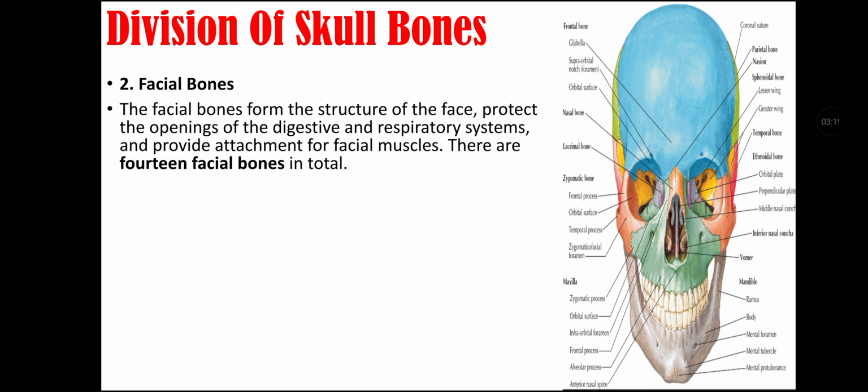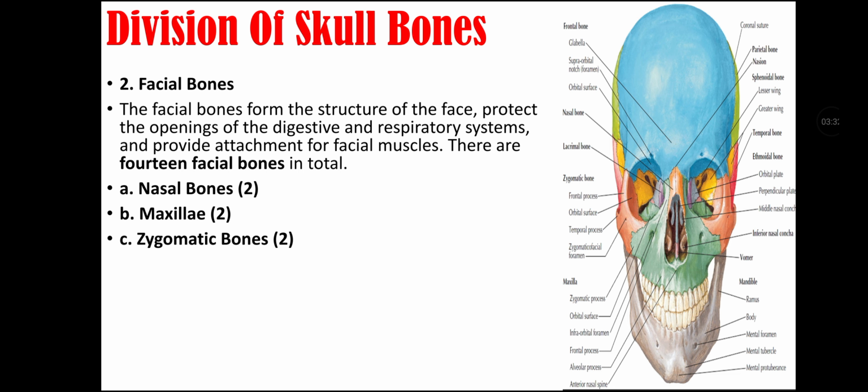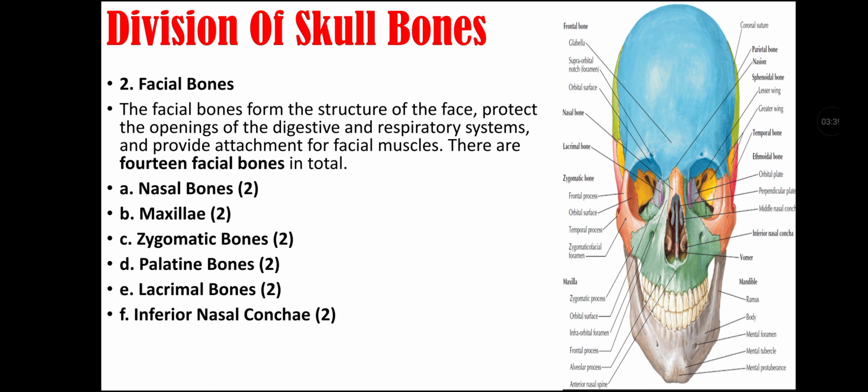Facial bones form the structure of the face, protect the openings of the digestive and respiratory systems and provide attachment for facial muscles. There are 14 facial bones in total that include two nasal bones, two maxillae, two zygomatic bones, two palatine bones, two lacrimal bones, two inferior nasal conchae, one vomer, and one mandible. Now let's talk about these facial bones one by one.